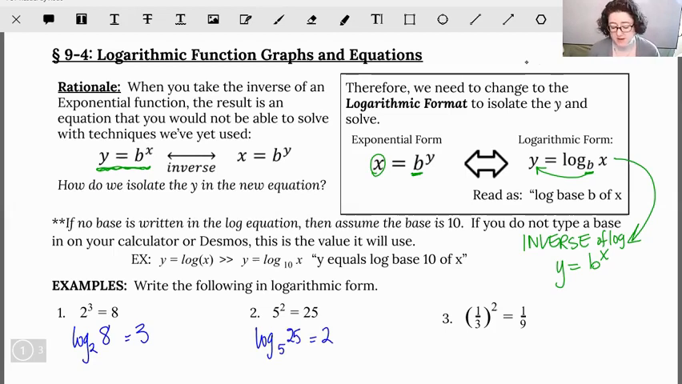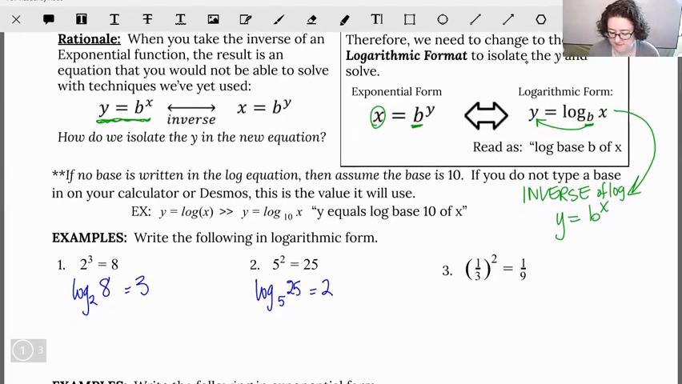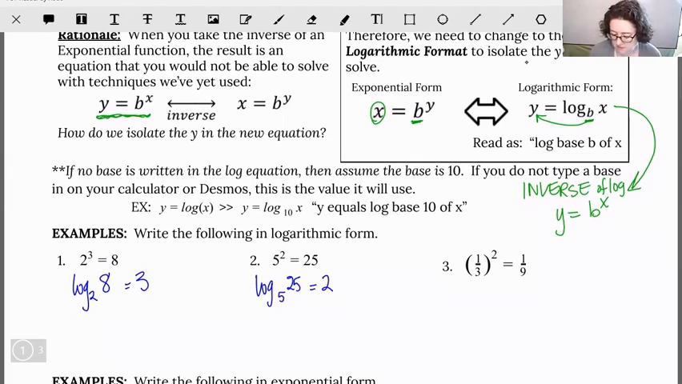Just another way to say 5 raised to the 2 power, or 5 squared, equals 25. Now, number 3 looks a little bit weird with the fractions, but we can still follow the same format. Our base is 1/3. So base is 1/3.